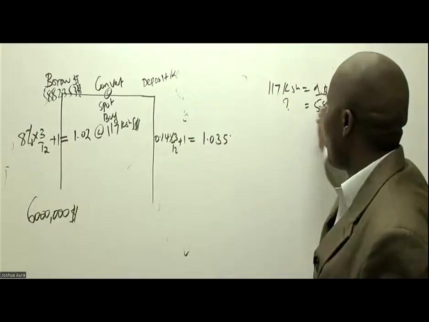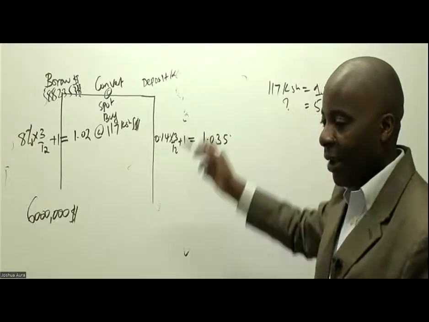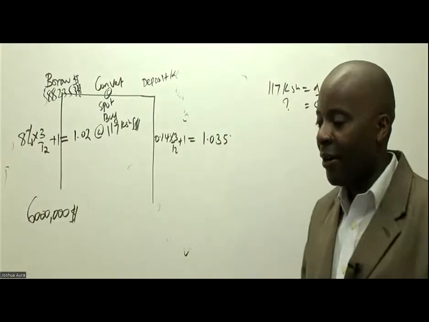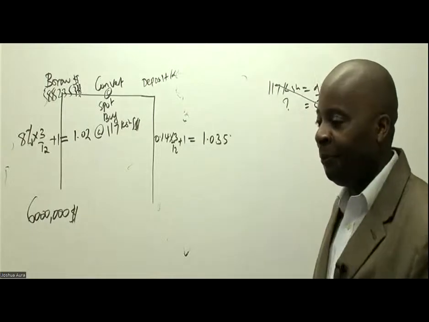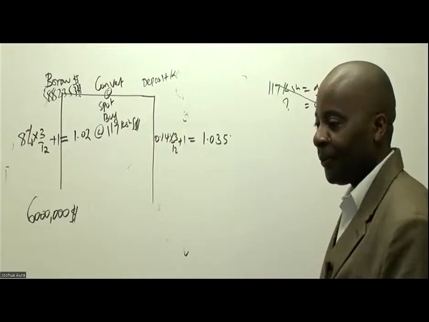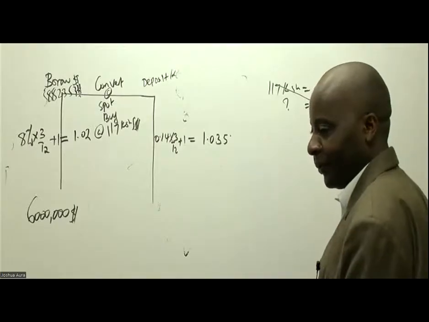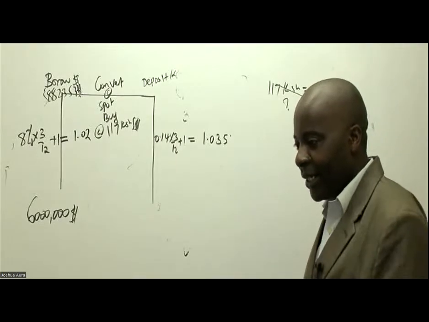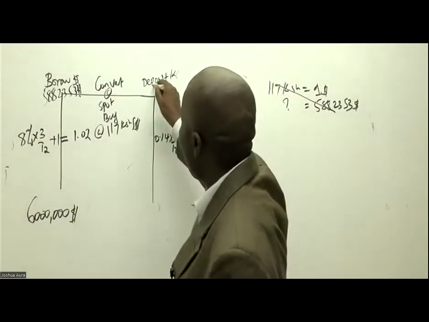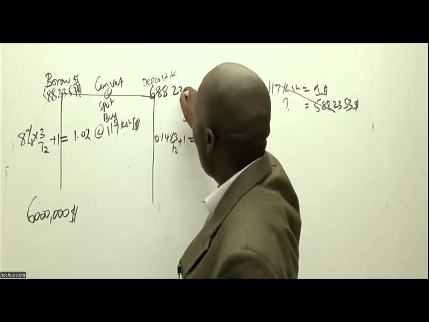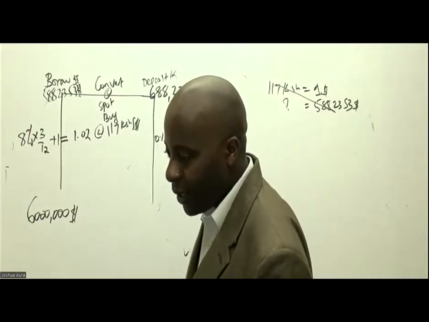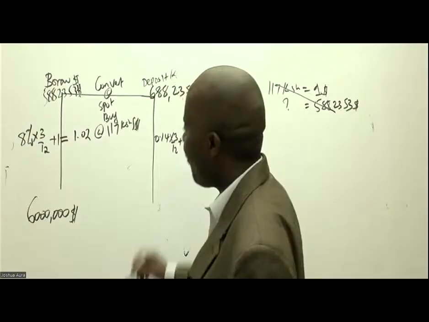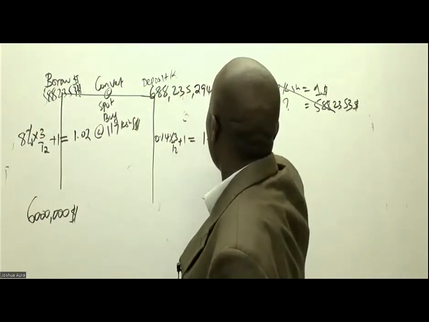Here I'm supposed to cross multiply. So this times that. 688, 250, 235. 688, 235, 235, 294.